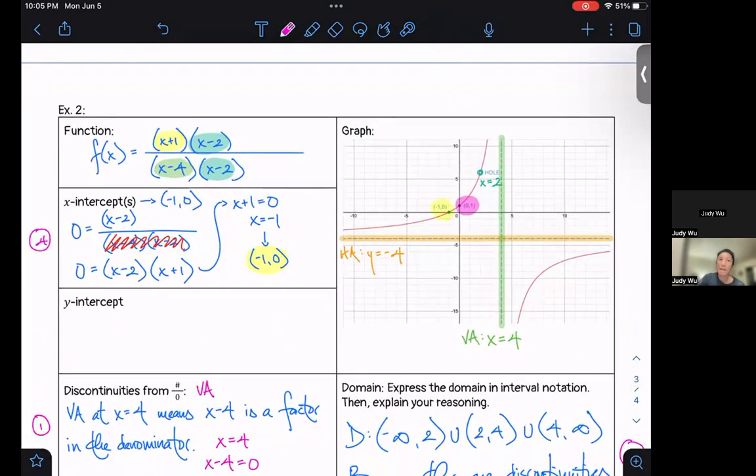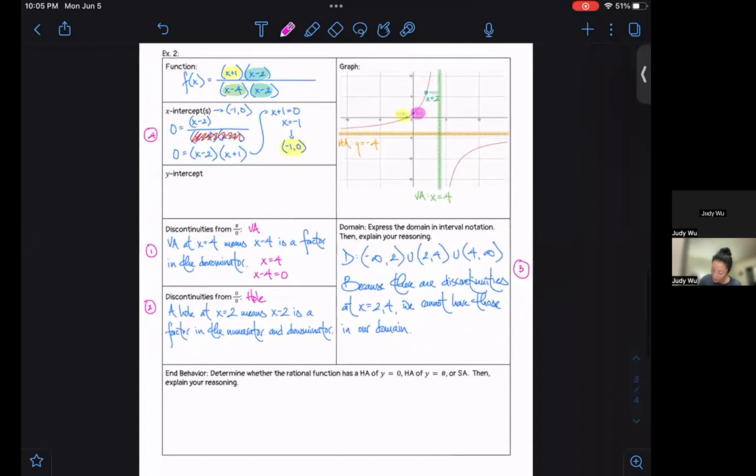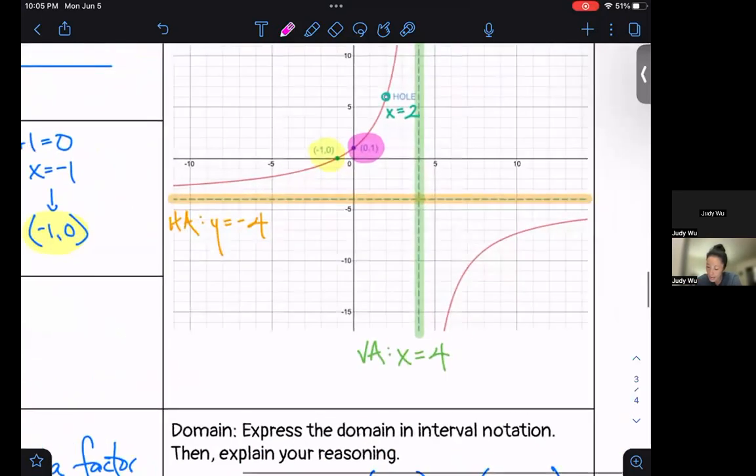All right, now let's think about our end behavior here, right? We're actually going to save the y-intercept for last. We're going to go ahead and look at our end behavior. So our end behavior, it turns out that we have a horizontal asymptote of y equals -4. So let's write down what that means, okay? What does that mean for our equation?